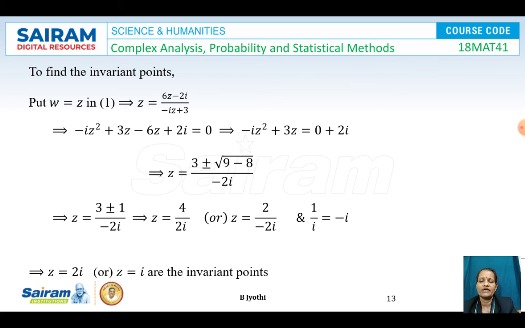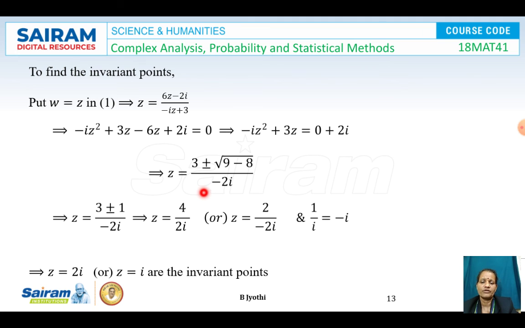Now, in order to find the invariant points, we need to put W = Z. So when we put W = Z on the left hand side, we get Z = (6Z - 2i) divided by (-iZ + 3). By cross multiplying and simplifying, -iZ² + 3Z - 6Z + 2i = 0, or -iZ² + 3Z = 0 + 2i.